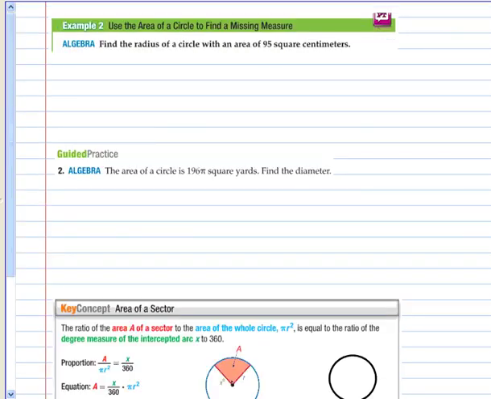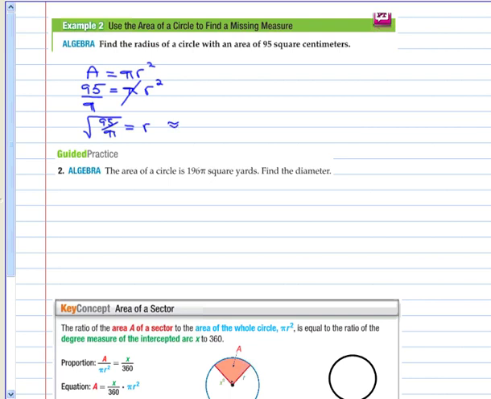Example number 2. Find the radius of a circle that happens to have an area of 95 square centimeters. I'm going to start with my formula. I'm going to fill in the values I know. I know the area, 95. And we are trying to find the radius of this circle. Divide by pi. That would take care of this pi right here. And then what? Square root. We need to take the square root of this 95 divided by pi. That will give us our radius.